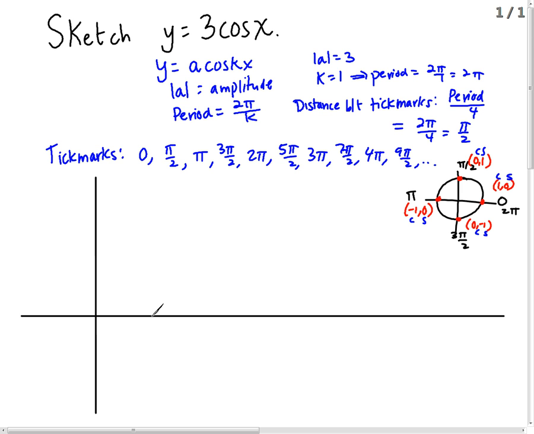So I'm just going to draw out some tick marks. And label them: pi over 2, pi, 3 pi over 2, 2 pi, 5 pi over 2, 3 pi, 7 pi over 2, 4 pi. I want at least 2 periods. Okay. So then I say, well, what is cosine of 0? Well, cosine of 0 is 1. But I've shifted this up 3. So 1, 2, 3. So cosine of 0 is 1, but I have 3 cosine of 0, so that's 3.